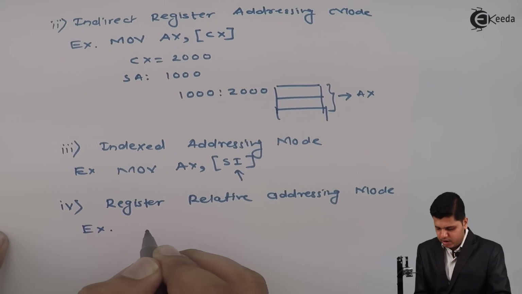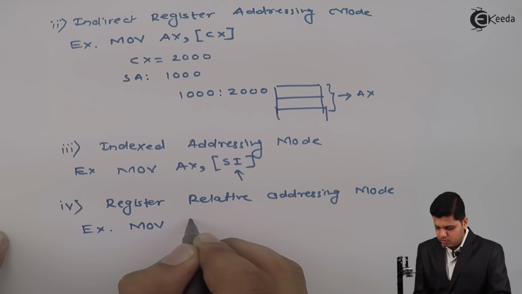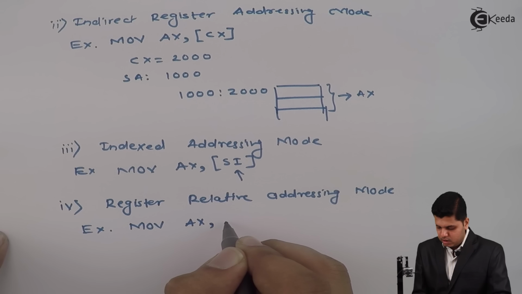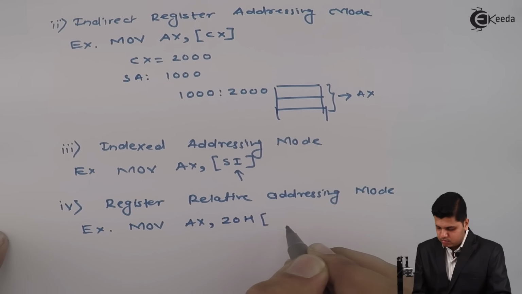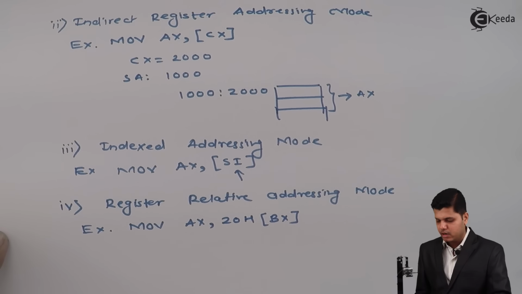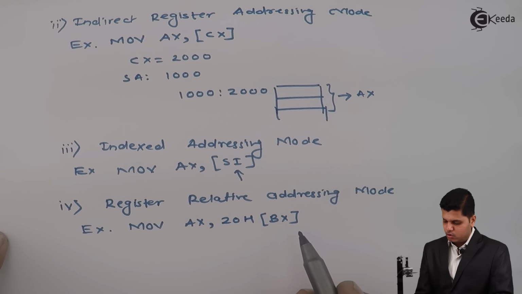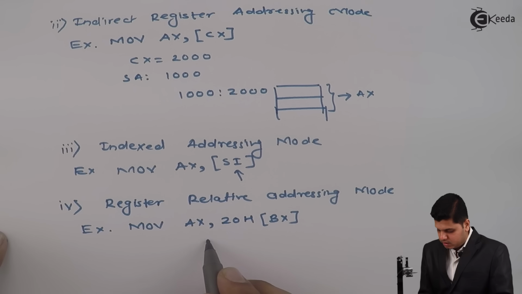In register relative addressing mode, the instruction will be specified as MOV AX, 20H[BX]. In this case, the actual address is found by the contents of BX plus this 20, which is relative to that. For example, if the contents of BX is, let's say, 1111, and the relative address is 20, that 20 will be added to this.